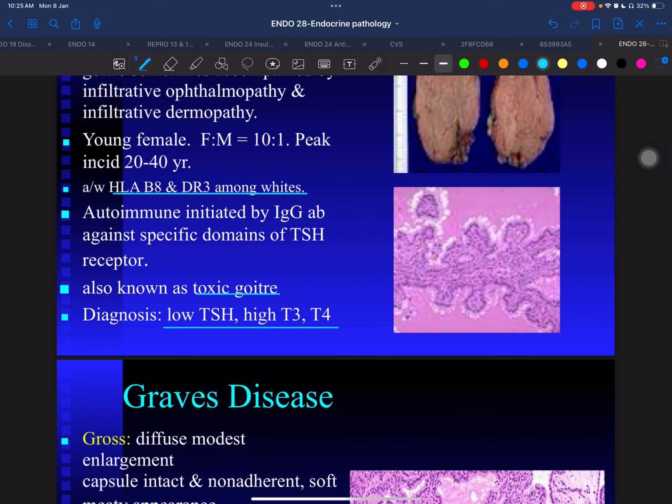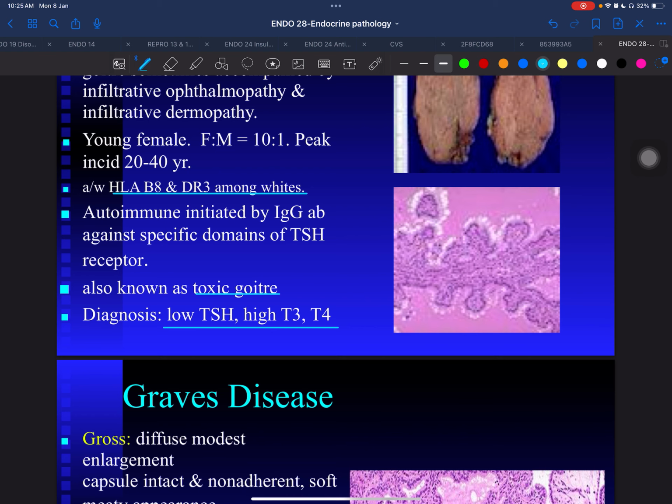And it's also associated with HLA B8 and DR3. It's autoimmune, same as Hashimoto also. It is autoimmune, initiated by immunoglobulin antibody against specific domains of the TSH receptor. So this IgG will act on the TSH receptor. So TSH will be a lot, and then it will increase production of T3 and T4. That's why they are hyperthyroid in Graves' disease.